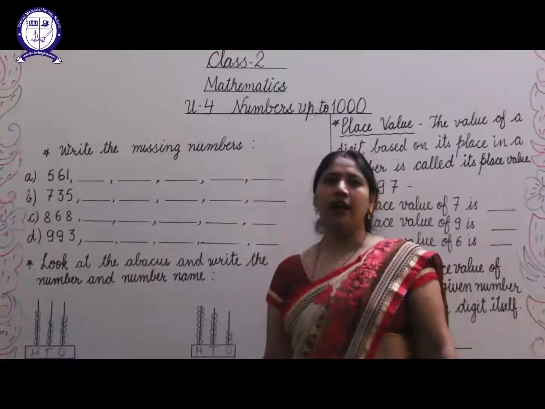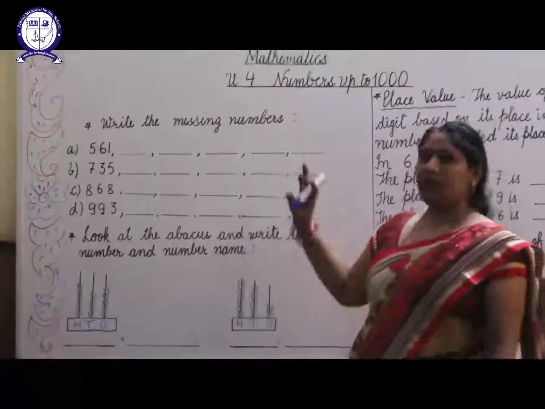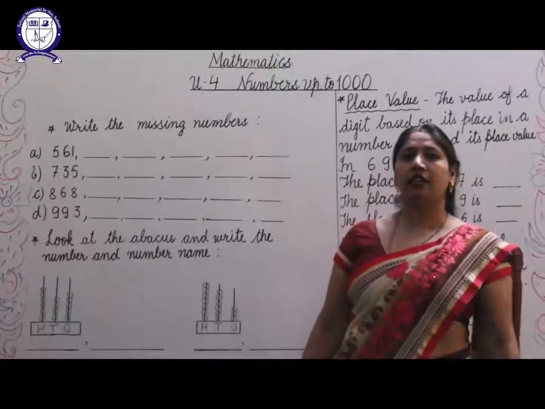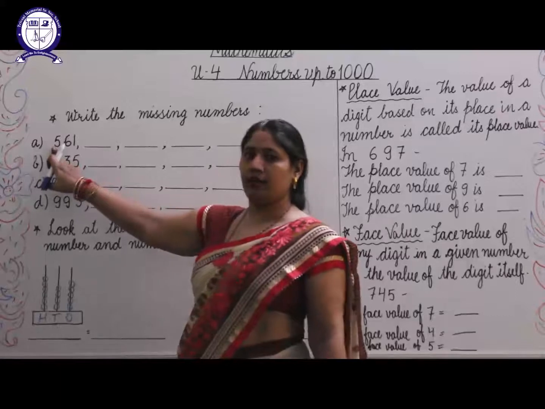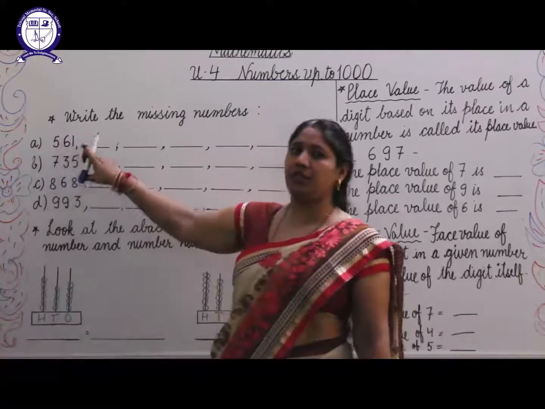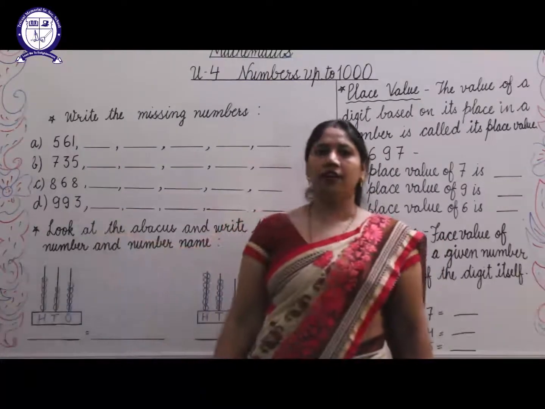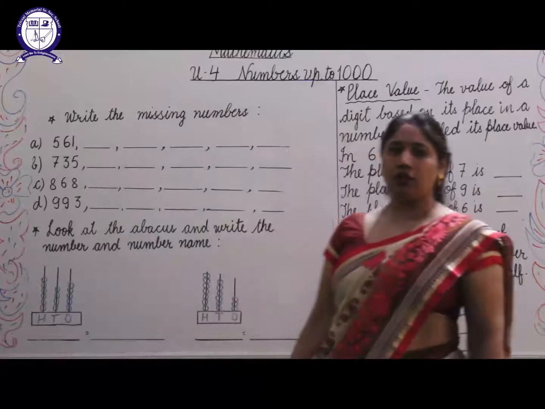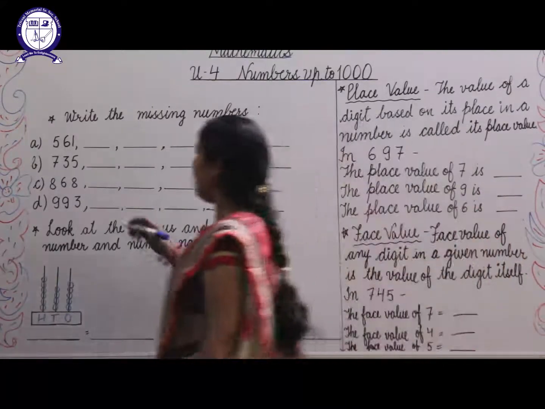In the last video, I introduced the numbers up to 200. When we read a three-digit number, firstly we read the 100 place, meaning 5. Then we read the tens and ones place together, meaning 61. So we have to read out 561. So students, let's complete the missing numbers.